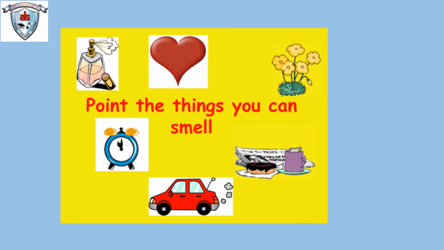Now, you need to point to the things which you can smell. Now, look at these things. Think, think, think. Which things can we smell? Very good. We can smell the perfume. We can smell the coffee and the donuts. We can smell the smoke from the car, and of course, we can smell the flower over here, right? Very good.